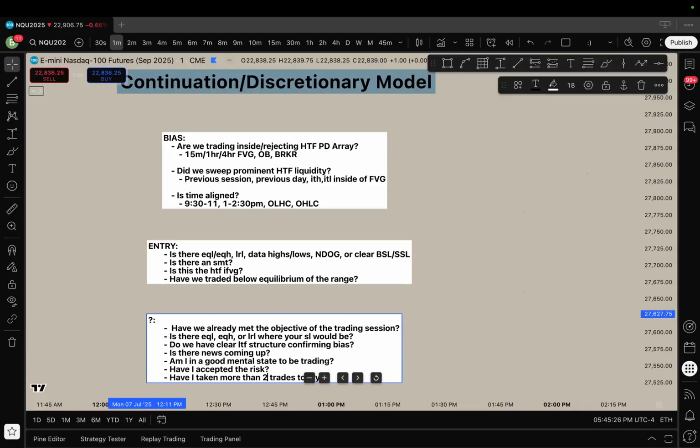I think anything after that, number one, your overall mental capital is not going to be there, right? Your mental state's not going to be there. And number two, overall, your bias is wrong. Your draw on liquidity could be wrong.